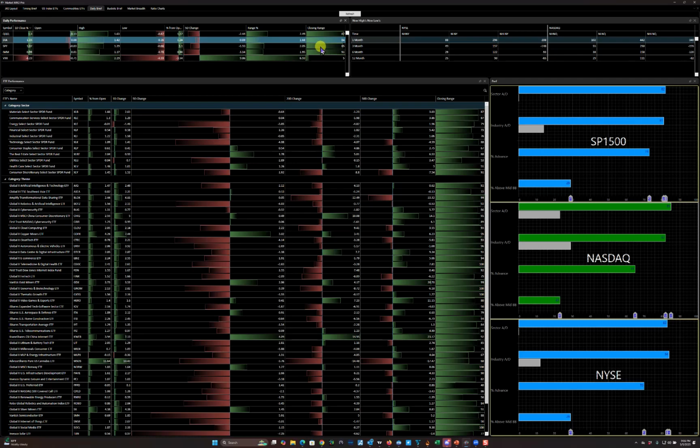This line is important. This is telling me between the high of the day and the low of the day, where did we close in the range? Notice they're all above 84 and above. That's a strong day. We finished near the top of the range. Gives me a little bit of conviction for tomorrow.